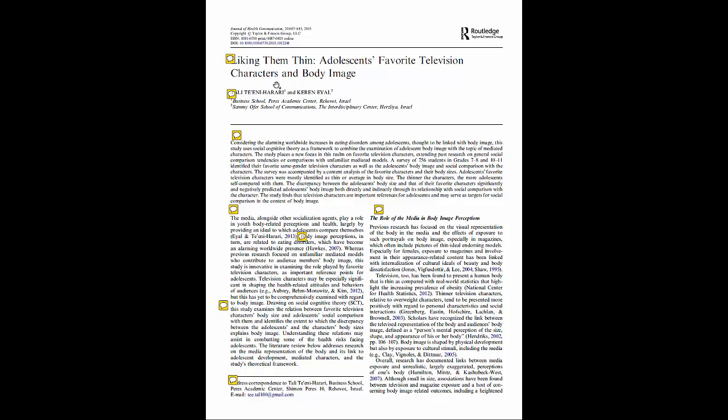First, we have the title of the article. This title follows fairly standard conventions. Note that it starts with a catchy pop culture-oriented phrase, followed by a colon. Liking them thin, colon. Academics love titles with colons. The part after the colon is more academic and fairly specific in identifying the concepts that are studied in the article, in this case, adolescents' favorite television characters and body image.